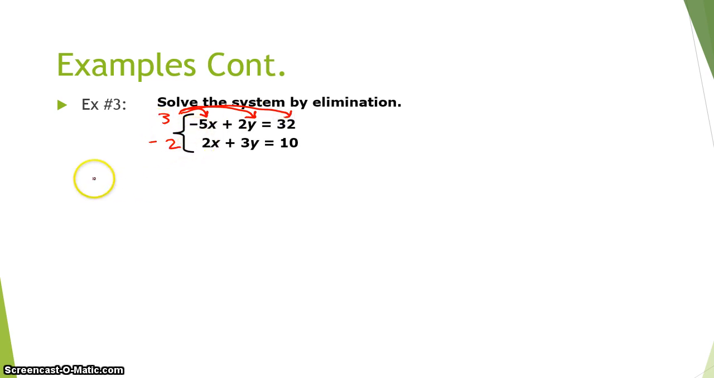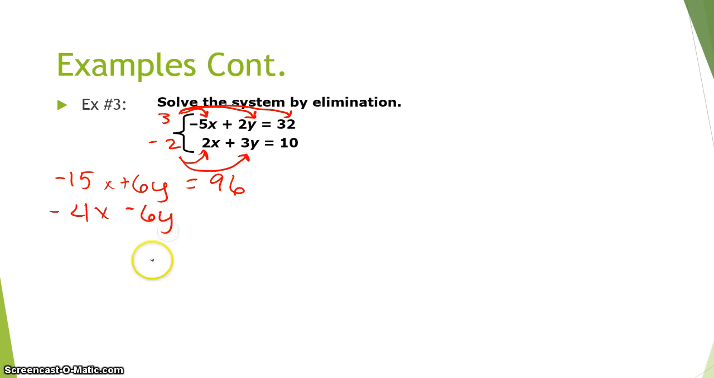3 times negative 5x is negative 15x plus 6y equals 3 times 32 is going to give me 96. Then I have negative 2 times 2x gives me negative 4x. Then negative 2 times 3y gives me a negative 6y. Oh, look, my y's now can be eliminated, canceled out. Let's continue though, leaving negative 2 times 10, which is negative 20.